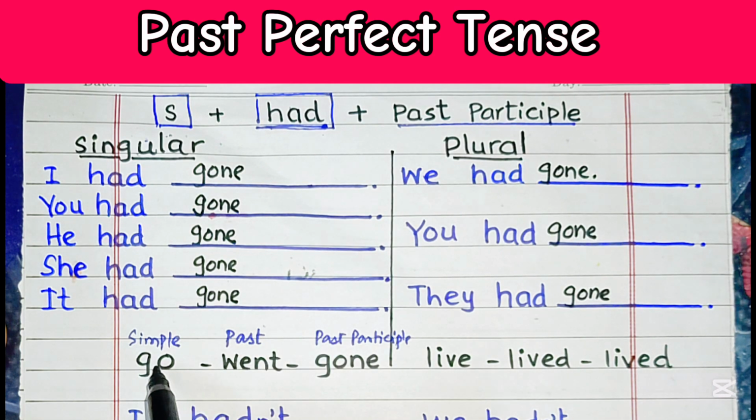We know that go is an irregular verb. Go, went, gone. Why is it irregular? Because the simple form is different from the past form, and the past form is different from the past participle form.